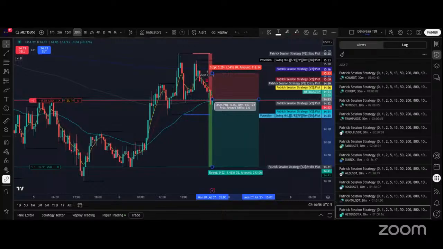METIS versus Tether on a 30-minute confirmation with a risk to reward ratio of 2.60. Take profit is 14.41, and that's going to be for 52 pips. Stop loss is going to be 15.13. That's going to be for 20 pips. And the entry price is going to be 14.93.